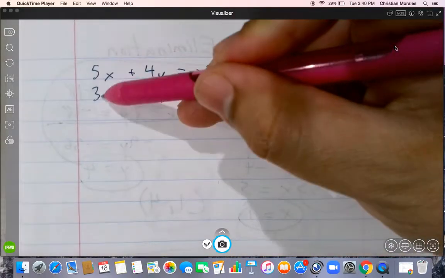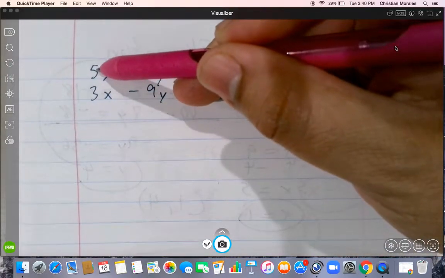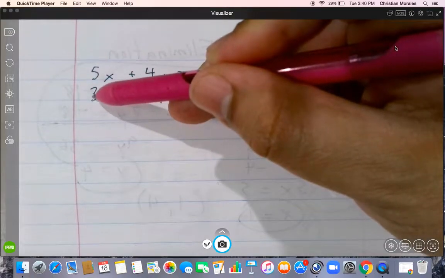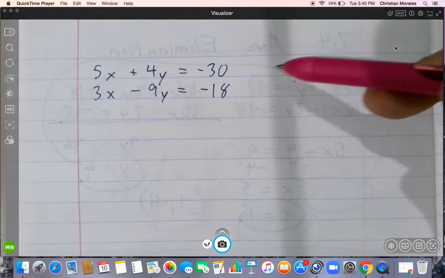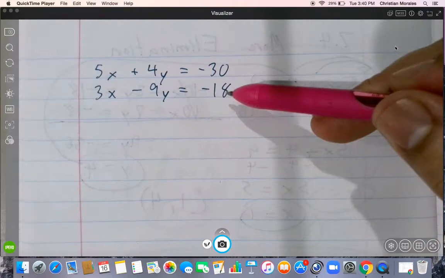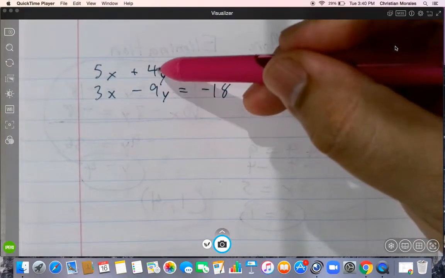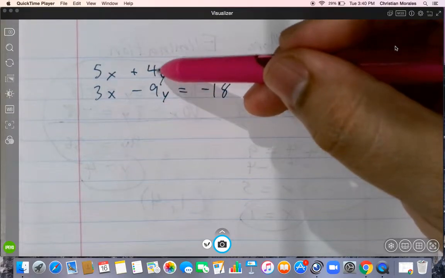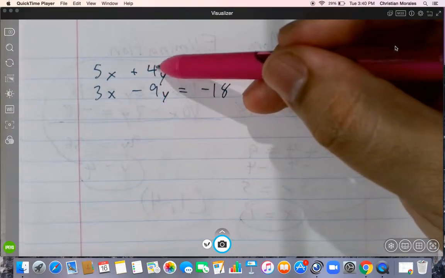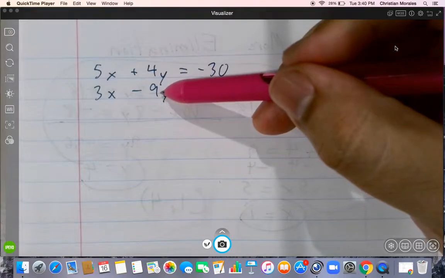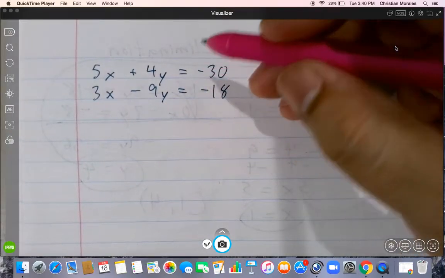If you're going to do these two, the easiest thing would be to multiply the top one by 3 and the bottom one by 5. But just remember, everything would multiply by 3 and everything here would multiply by 5. Or here, multiply these to match. I can multiply this one by 9 and this one by 4. It's up to me. It's actually up to you.